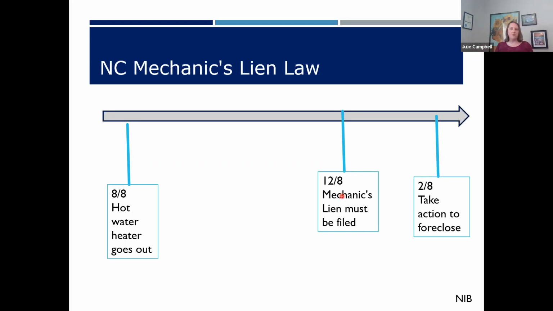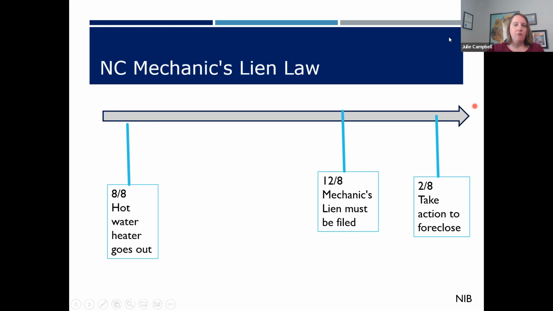So 120 days from August takes us into December. He has 180 days to take action to enforce. So this hot water heater guy could file the lien as long as he does it by December 8th. He could bring action to enforce as long as he does it by February 8th. The work started and began on August 8th. Do I have everybody so far?